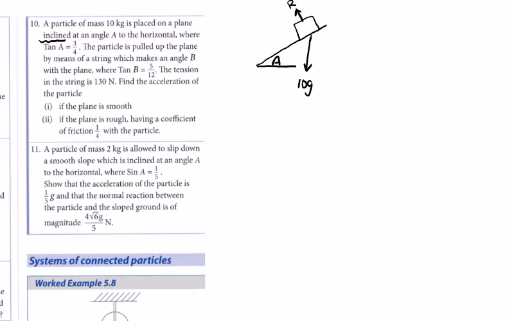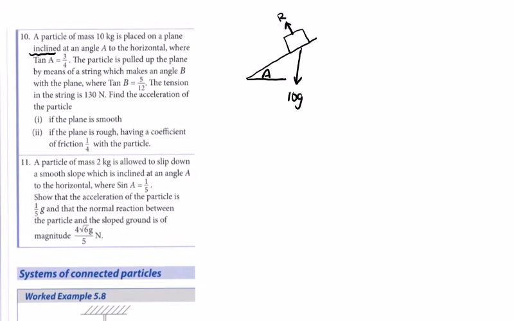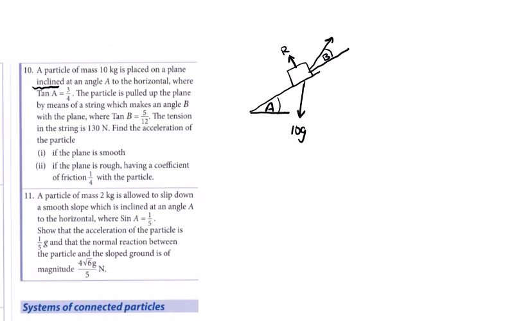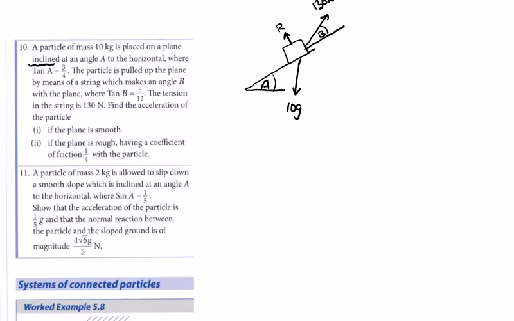And is there a rope or anything involved here? It's pulled up the plane by means of a string, which makes an angle B with the plane. Okay, so the string is going up in this direction, and there's an angle B in here. And we can pull with a force of 130 newtons in this direction. So that's my basic diagram.